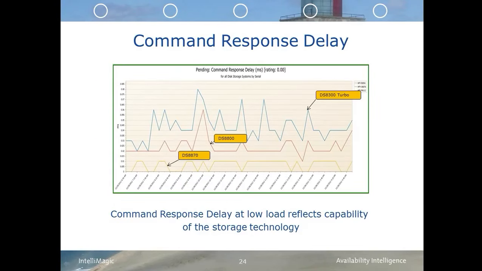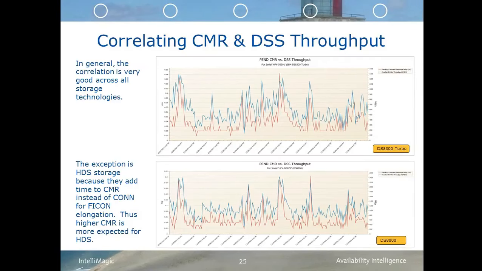This chart shows baseline CMR for 3 different generations of storage technology. You can see that newer and faster disk storage systems result in lower CMR values. CMR is a good indicator of disk storage system contention across all storage technologies.